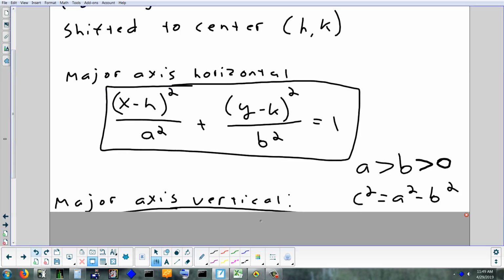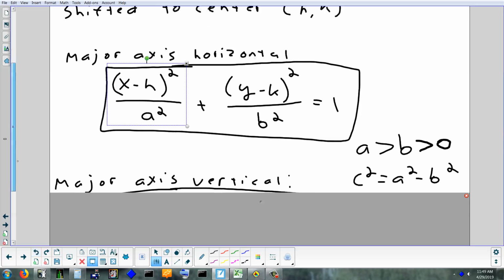Yep. Jade? The H is in the order. No, it doesn't have to do with the h and k, because remember, we didn't have h and k before, and we were able to tell which way it went, horizontal and vertical. Where the bigger number goes. Okay? A is always the bigger number. Put the a under the x, it's going to go horizontal.